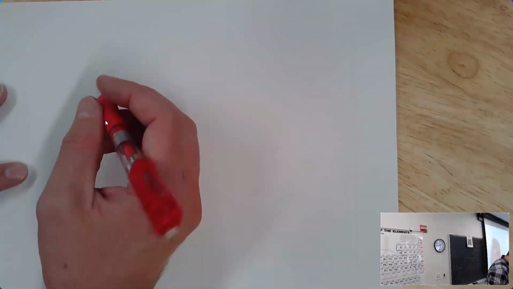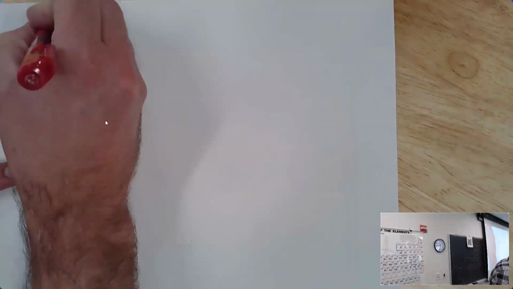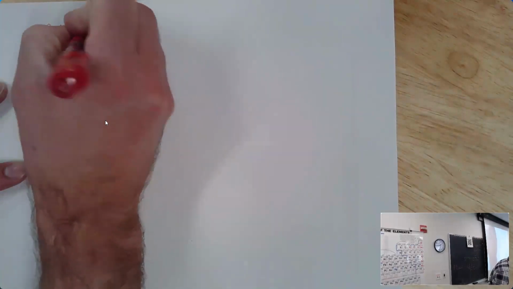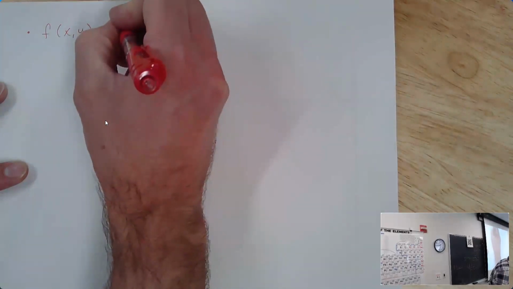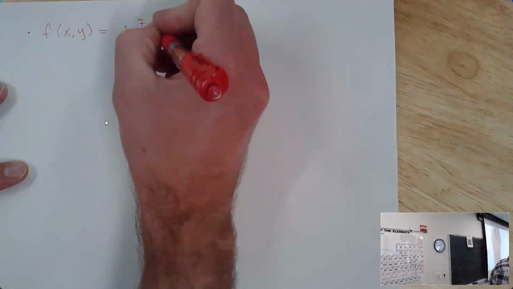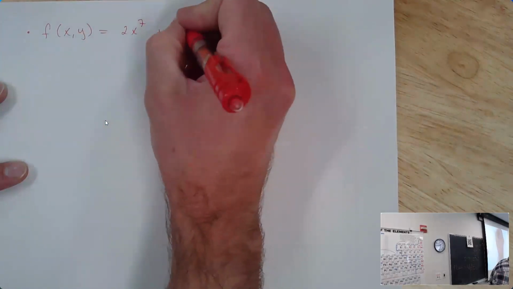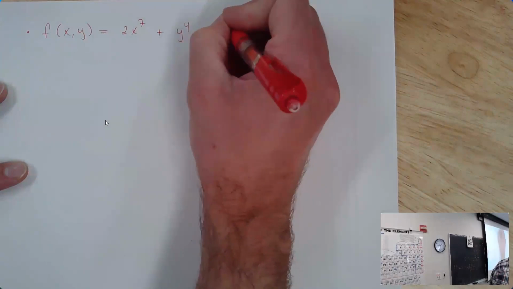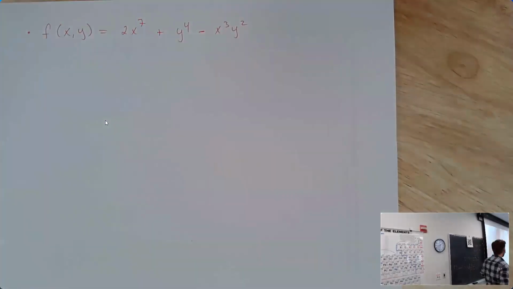Let's talk about some partial derivatives. Let's say we had something like, but not exactly, f of x y equal to 2x to the 7th plus y to the 4th minus x cubed y squared. Okay. We would like to find all the first and second partial derivatives.